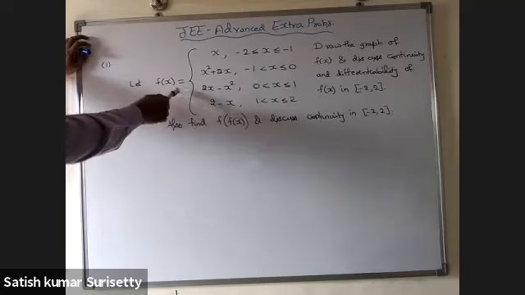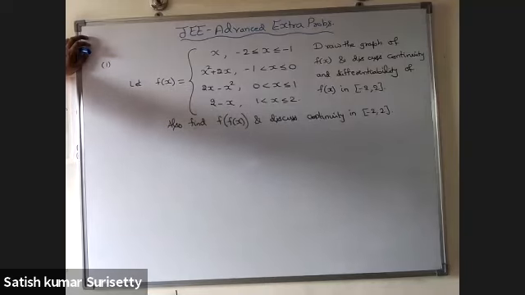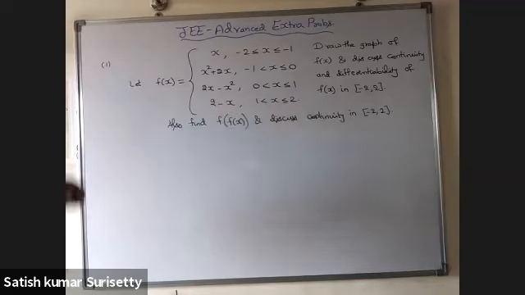First problem, let f(x) equal x for -2 to -1, x² + 2x for -1 to 0, 2x - x² for 0 to 1, and 2 - x for 1 to 2. So draw the graph of f(x) and discuss continuity and differentiability of f(x) in closed interval -2 to 2. Also find composite function f(f(x)) and discuss continuity in closed interval -2 to 2.